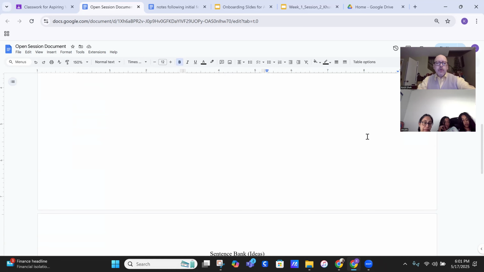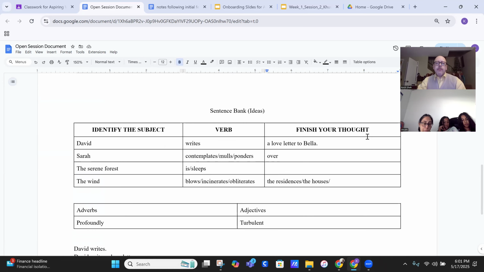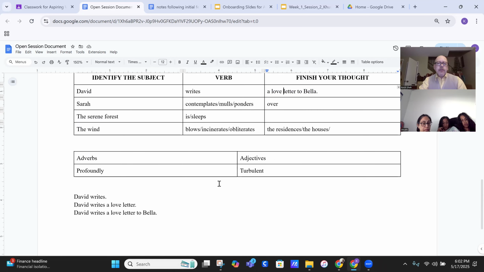The example that I gave them was, and they helped me fill this chart out, the subject could be David. The verb might be writes, and then the rest of the sentence might be one word, a love letter to Bella, or it could be writes a letter. And so we built from there. And then we talked about adverbs and adjectives, and that we were going to put those on hold because we had a lot of ideas coming from the girls. They're very intelligent, which I knew even before I met them, and they've read a lot, so they have a lot of thoughts.